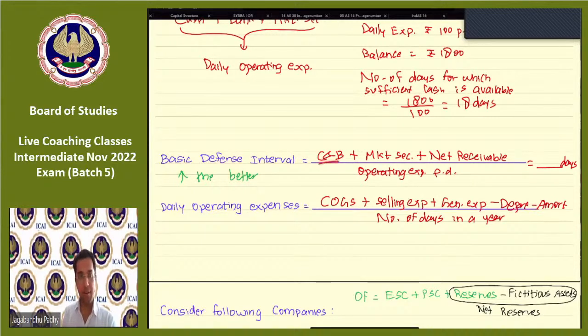So what do we have in the basic defense interval? In the numerator, we have the amount of funds that we have got, and those funds are cash and bank, marketable securities, and net receivables, divided by operating expenses per day. So it will give you how many days of expenses you have. Daily operating expenses is COGS plus selling expense plus general expenses minus depreciation minus any amortization expenses, divided by the number of days in a year.